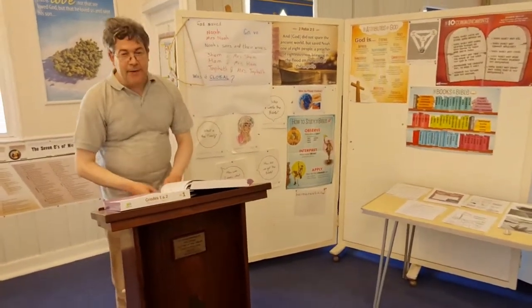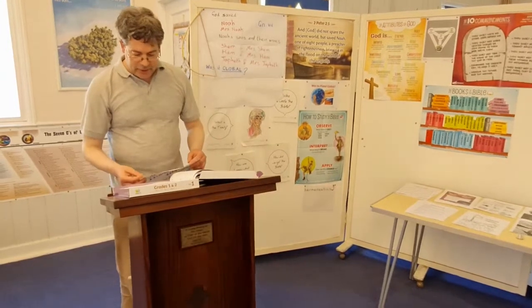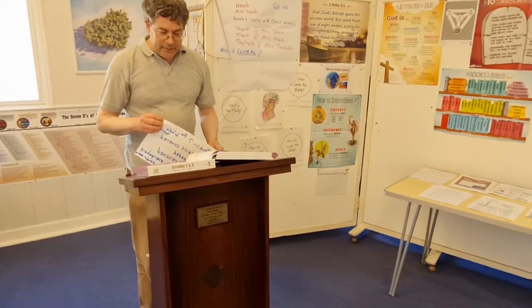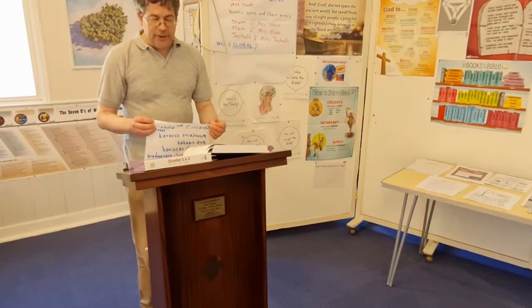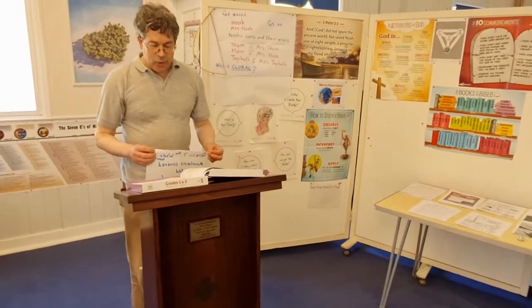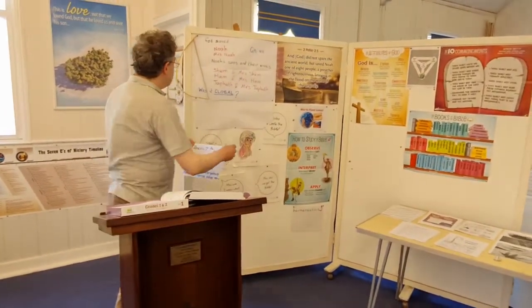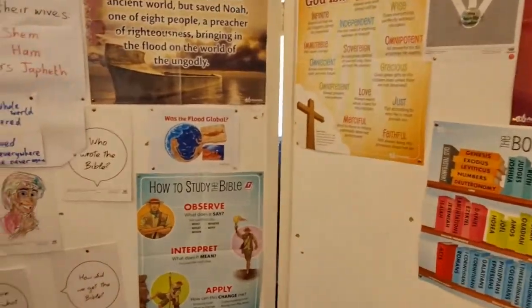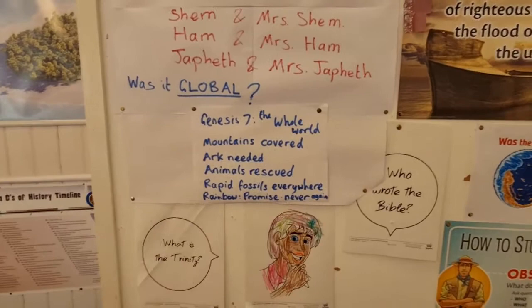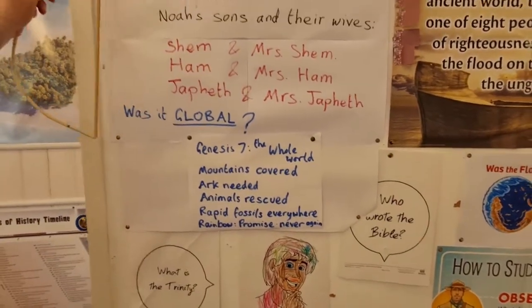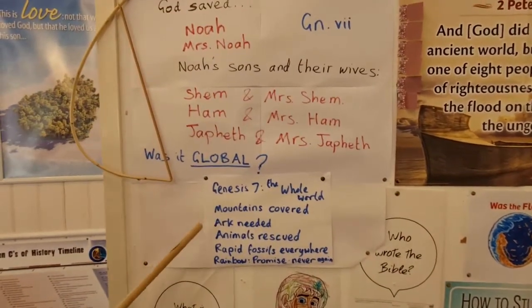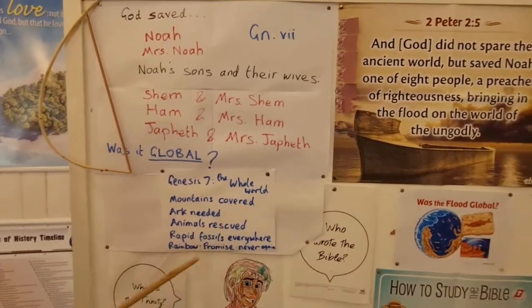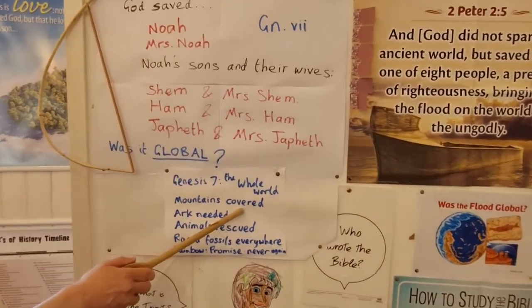So here's the evidence, the proof that God covered the flood. The whole world was covered by this flood. So if anyone says to you that the flood was only a local flood, what can you tell them? Well, here we are. Was it global? The bow is hanging up, don't forget, it's not being used. Was it global? Genesis 7. It talks about the whole world being covered. It talks about even the mountains being covered.